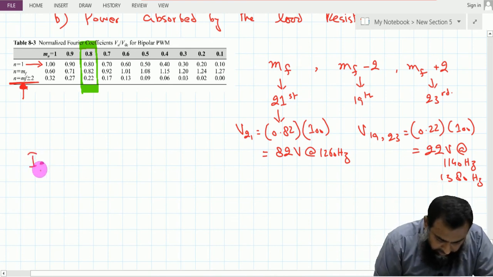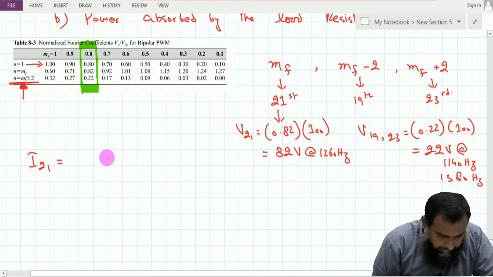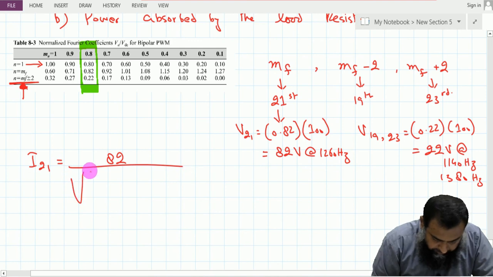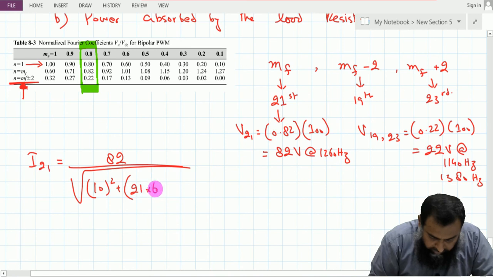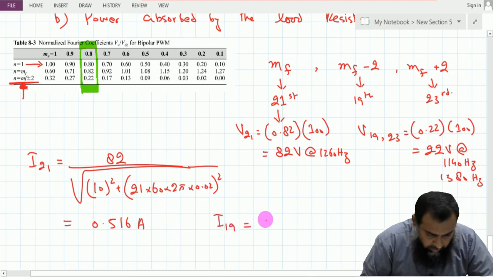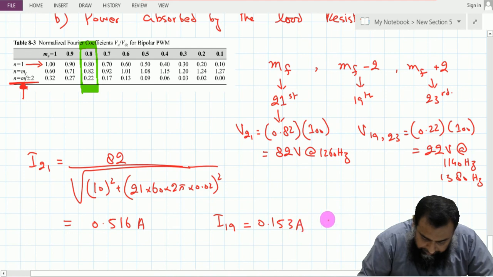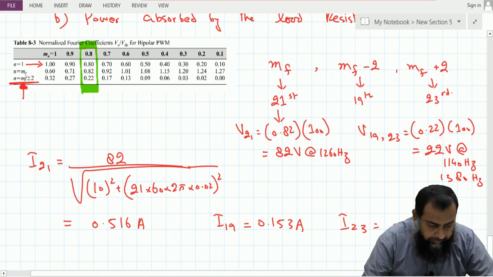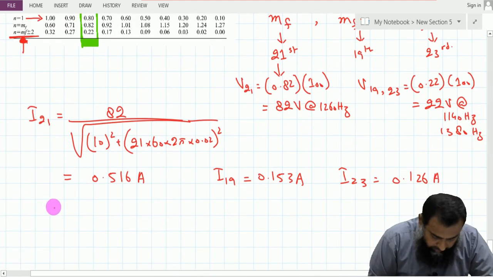Let me find out what is I21. I21 is equal to 82 divided by the square root of 10 square plus 21 into 60 into 2 pi into 0.02 whole square, and that turns out to be equal to 0.516 ampere. On similar grounds, this I19 comes out to be equal to 0.153 ampere and I23 comes out to be equal to 0.126 ampere.